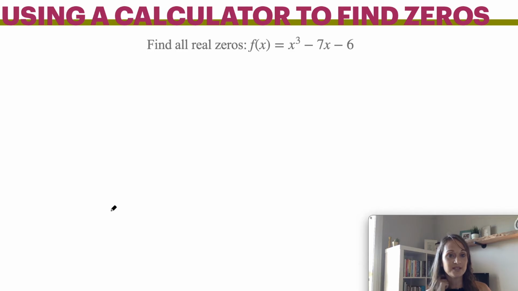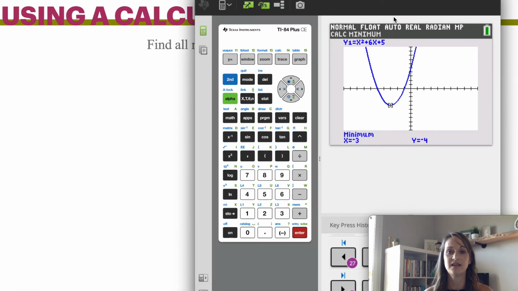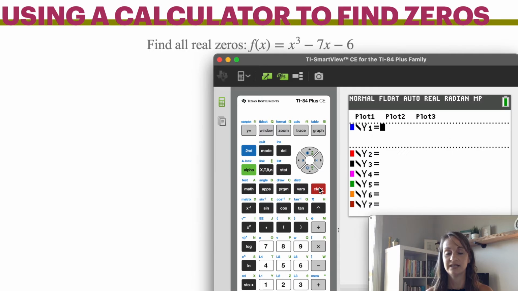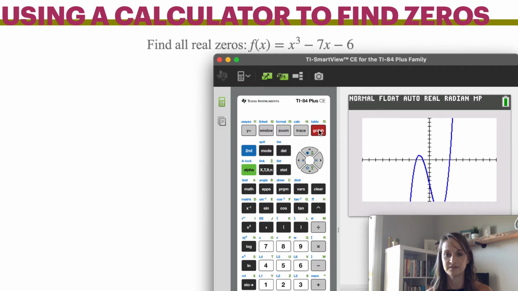Now there's also a way to use a calculator to find the zeros. If you pull up a graphing calculator, go to y equals, clear out anything that you may have, and type in x to the third minus 7x minus 6. And if I hit graph, I want to know my zeros. I want to know everywhere it crosses the x-axis.